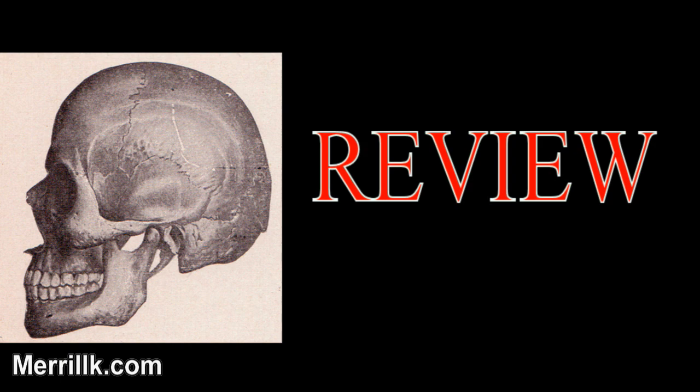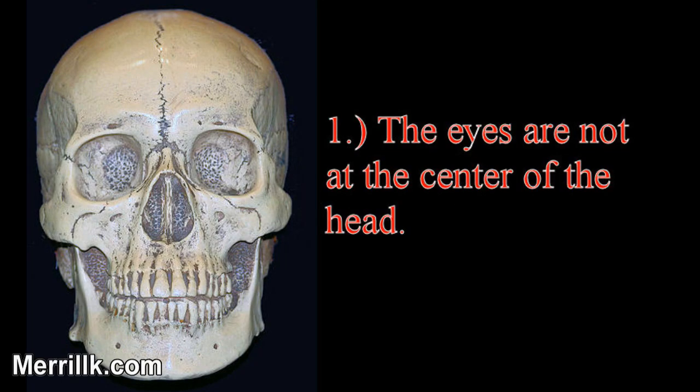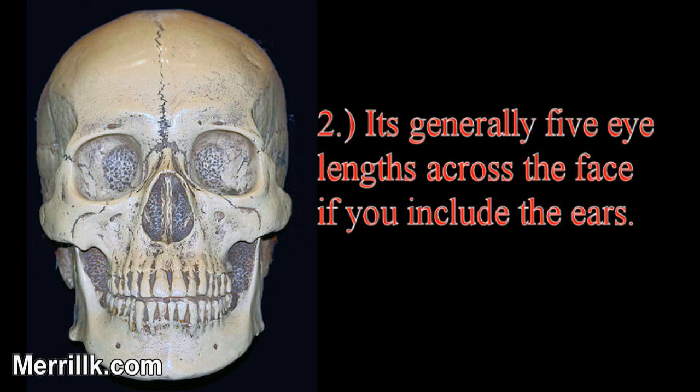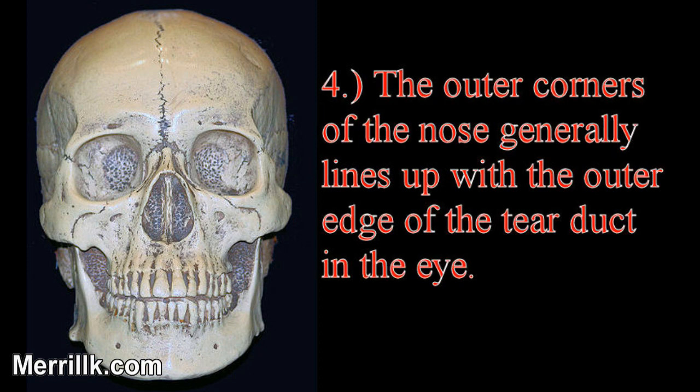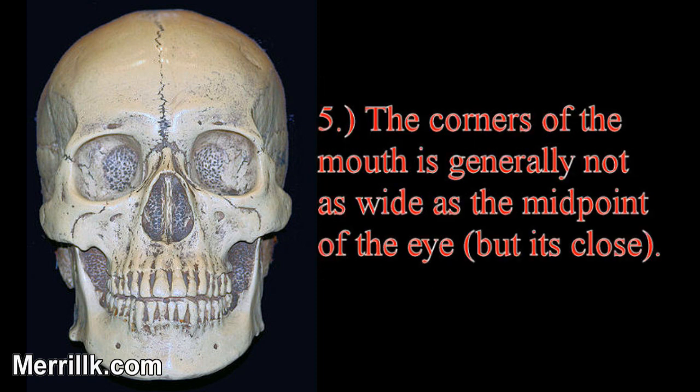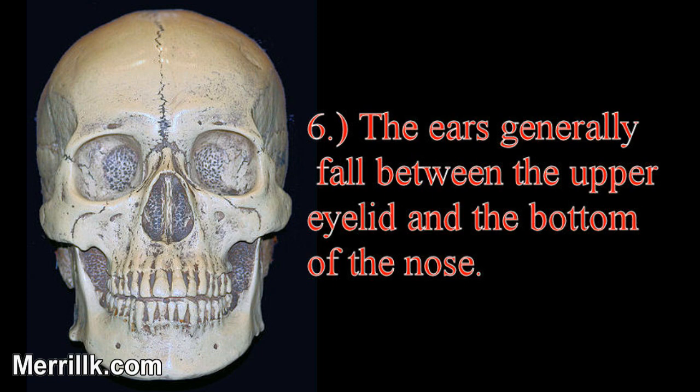Videos 1 and 2 proved that the eyes are not at the center of the head. It's generally 5 eye lengths across the face if you include the ears. It's 1 eye length between the 2 eyes. The outer corners of the nose generally line up with the outer edge of the tear duct in the eye. The corners of the mouth are generally not as wide as the midpoint of the eye. The ears generally fall between the upper eyelid and the bottom of the nose.